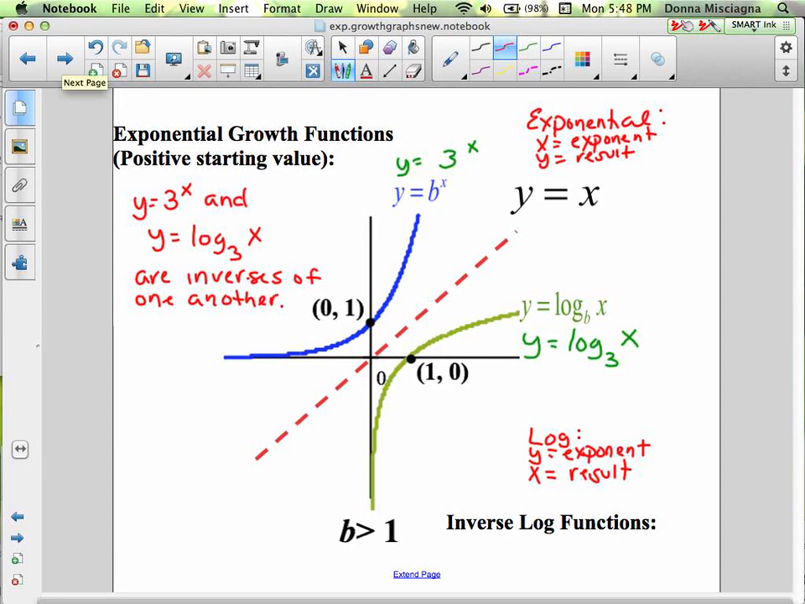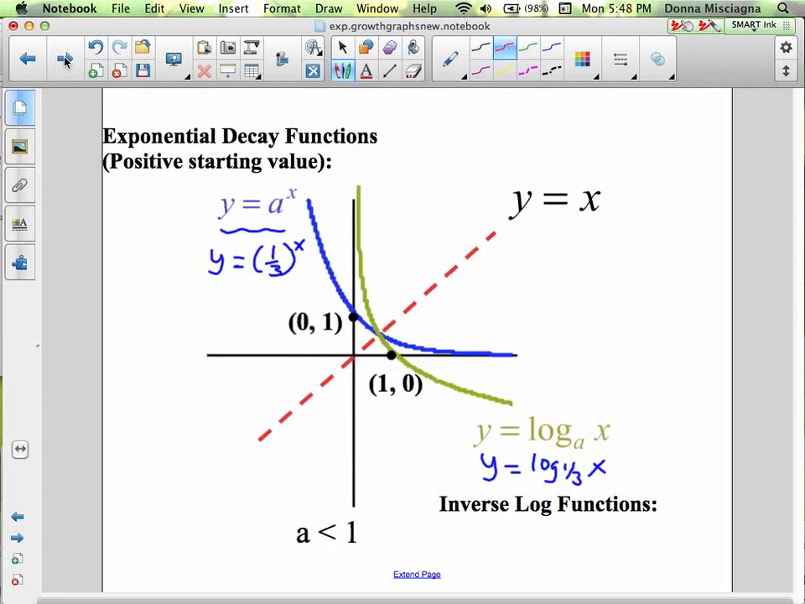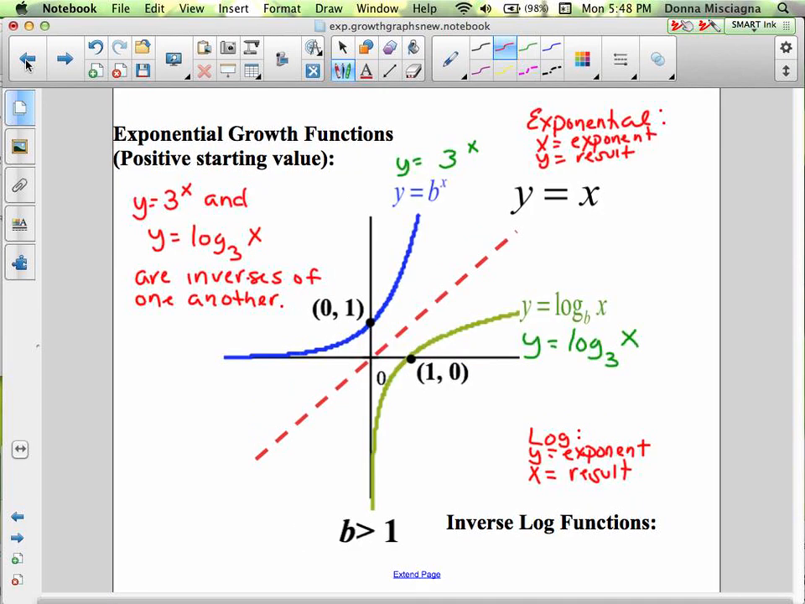We can also have exponential decay, and here we have exponential decay any moment now. Oh, by the way, notice that the two graphs here, y equals 3 to the x and y equals log base 3 of x, are reflections over the line y equals x. So inverses are always reflections over the line y equals x.